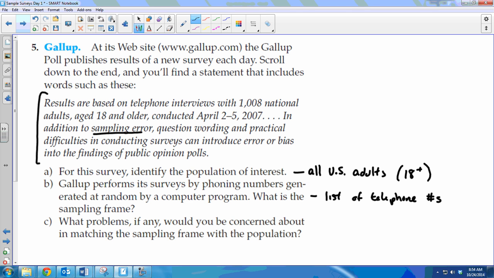And then C, what problems, if any, would you be concerned about in matching the sampling frame with the population? All right, some people aren't going to answer. Some people don't have a landline anymore, right? And then you can be on the do not call list on your cell phone, right? So you're not going to reach those people, right? If you have a cell phone, some people that have cell phones aren't 18 and older, right? And you're doing a telephone interview, so how do you know if they're just making stuff up? You know there's kids that would totally do that. There's lots of things that could be wrong with that. Agreed? Okay.